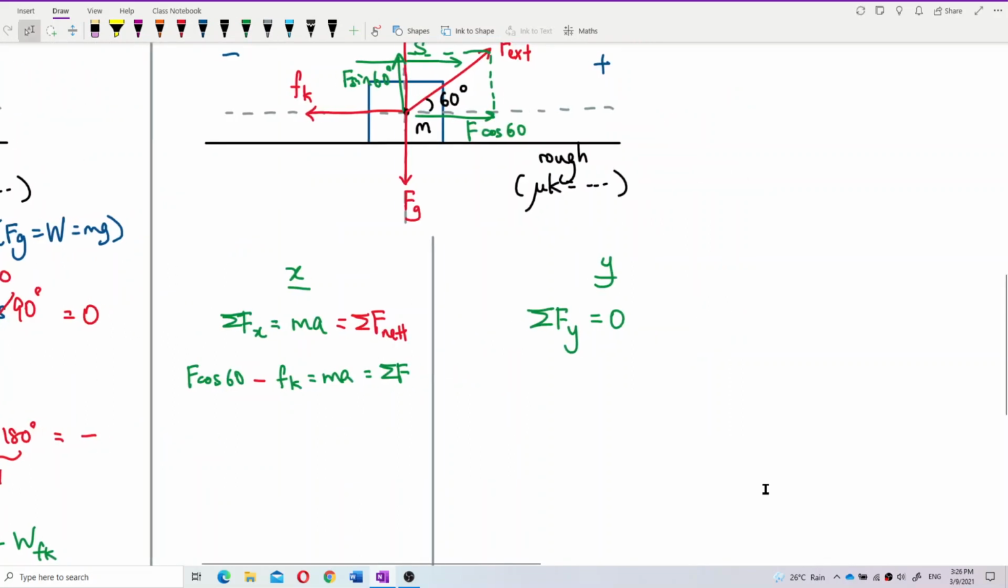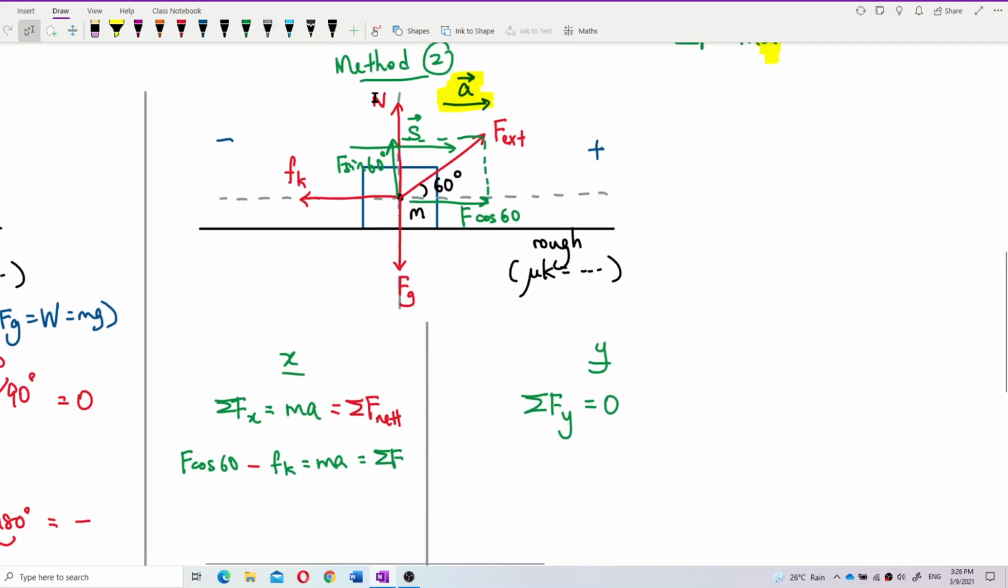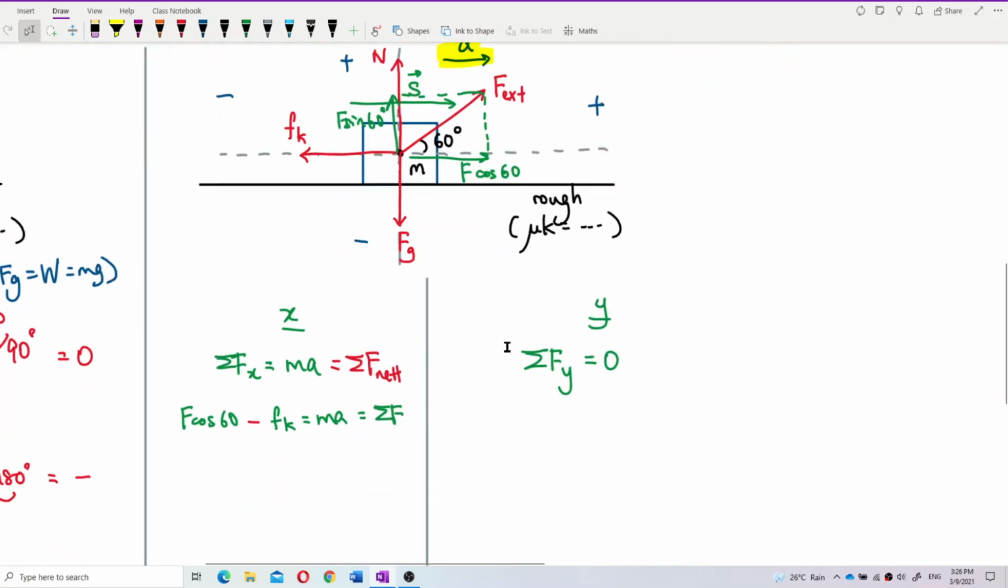How about the y component? Look at the y component. The y component has N, F sine 60, and Fg, but there is no acceleration, isn't it? So we just put a direction going upward as positive, going down as negative. But the net force is not in the y component. Maybe I can write it out for you also.